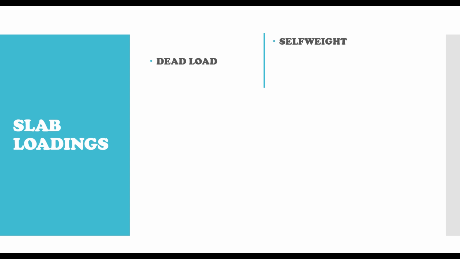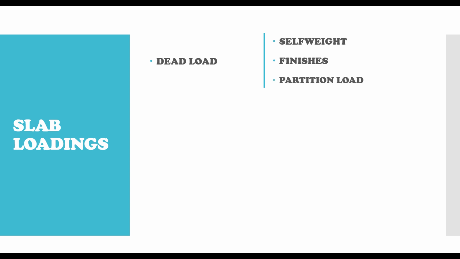If your slab is made up of steel, the self-weight of that steel member, whatever the material of construction your slab is made of, is going to contribute to the self-weight. Then you also have the finishes. This can apply to different kinds of finish that you want to apply to your slab. Then we also have partition load. This is common in buildings.